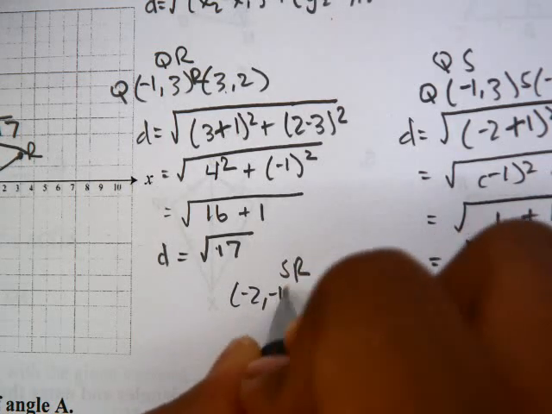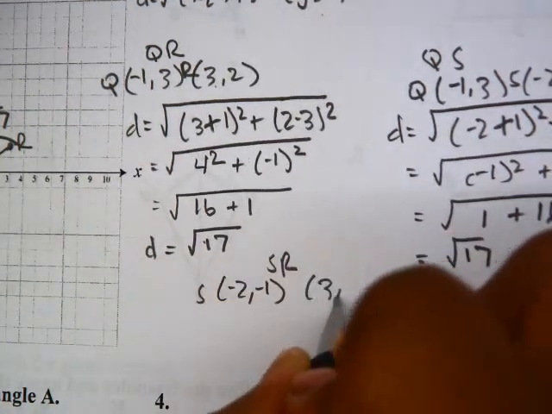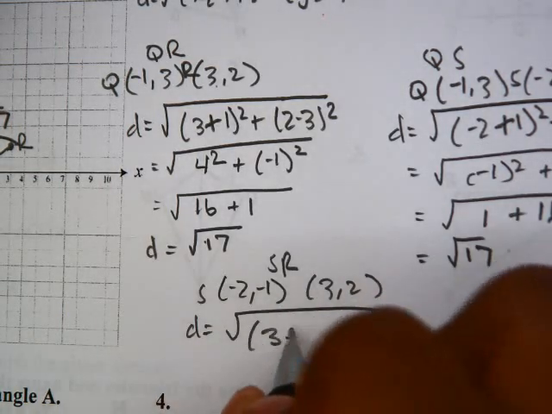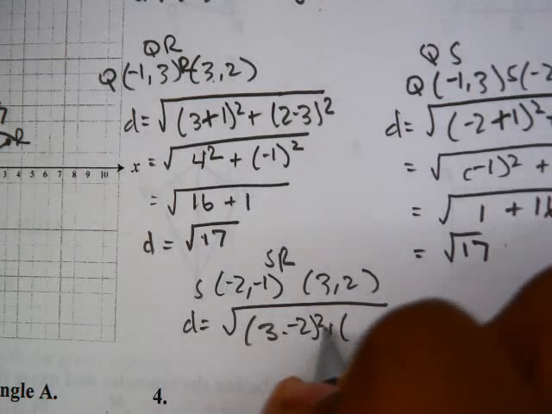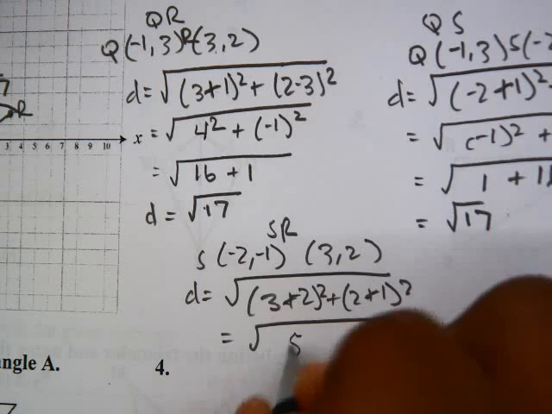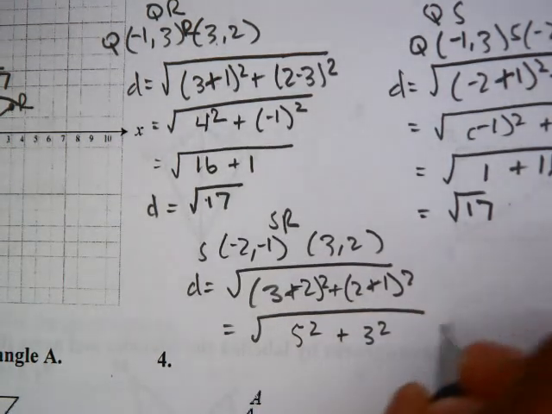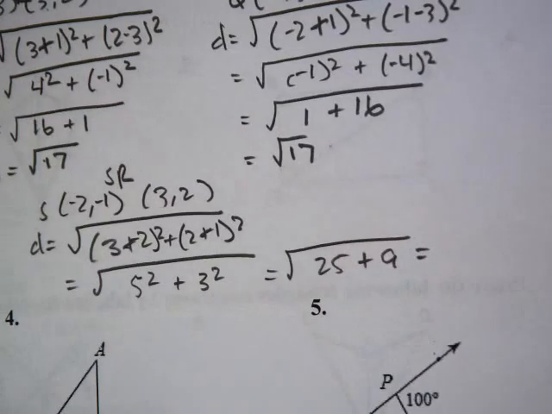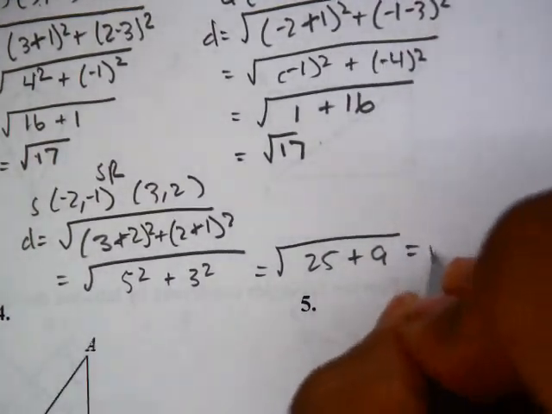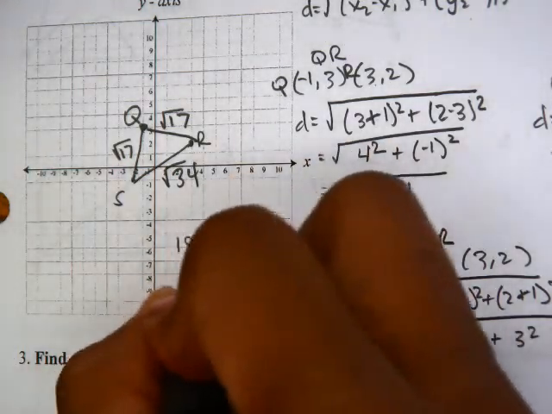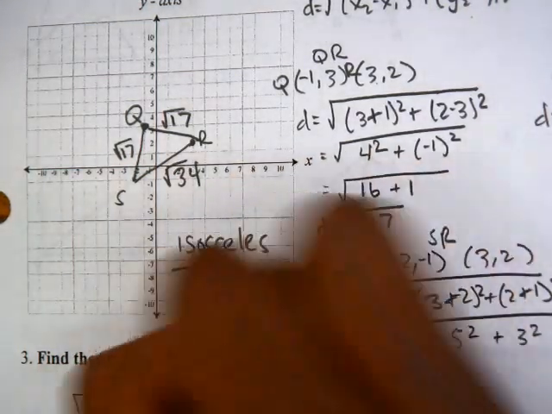S is at -2, -1. R is at 3, 2. So again, distance: 3 minus -2 squared, 2 minus -1 squared. So this is 5 squared, this is 3 squared, this is 25 plus 9, and that's 34. So SR has a length of the square root of 34, meaning this triangle is isosceles and not equilateral, not scalene.